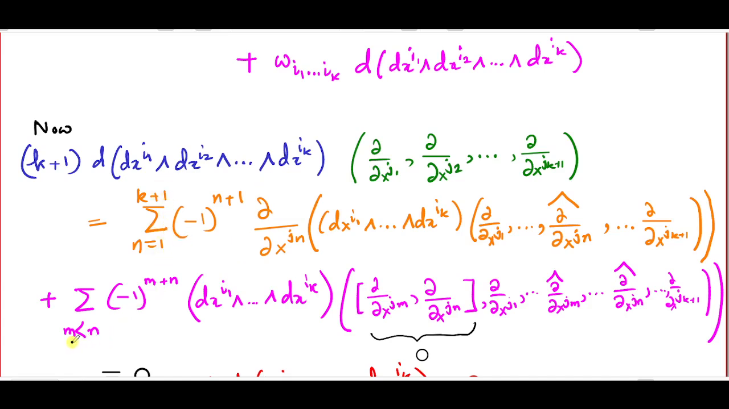And a double sum where m and n play the role of i and j in our definition, minus 1 to the m plus n, the k form dxi1 through dxik acting on the Lie bracket of del xjm and del xjn with all the other vector fields in the original sequence following that up. Now, it's a very standard result that we had proven long ago, that the coordinate differential vector fields commute in the Lie bracket sense. That is, if you calculate the Lie brackets, you get a 0.